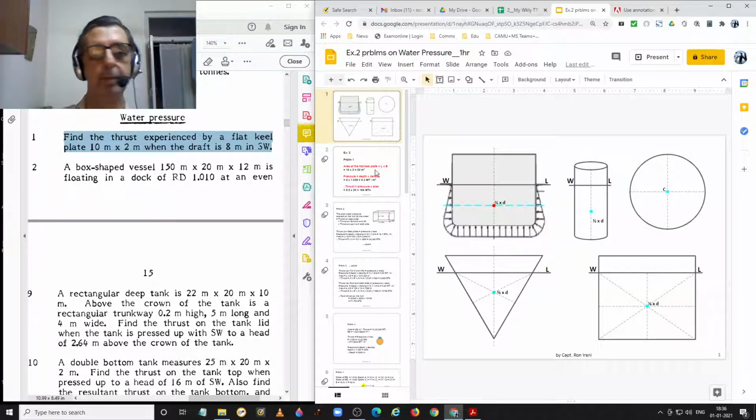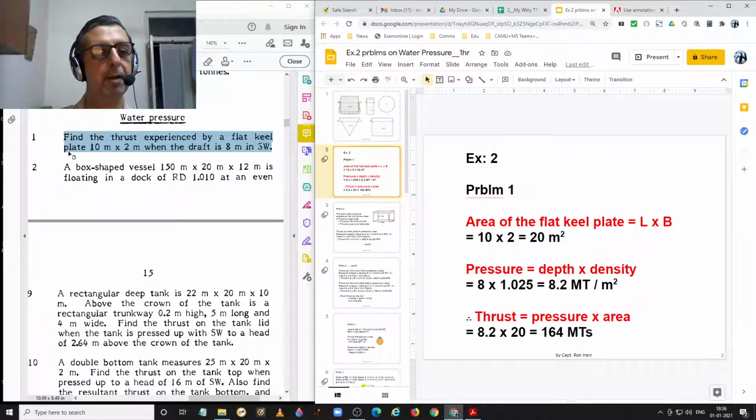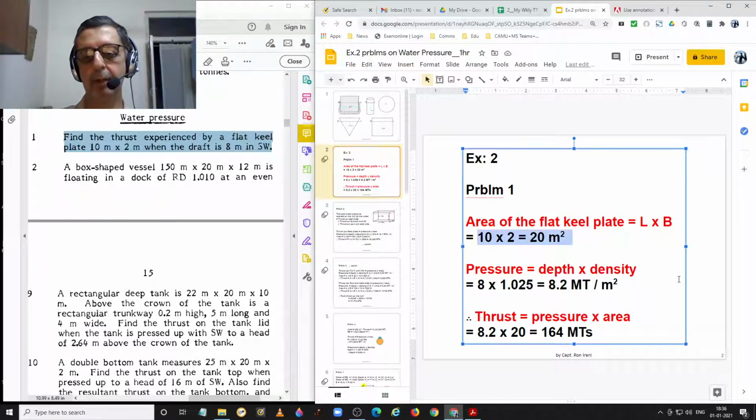So going on to problem number 1, we have to find the thrust experienced by a flat keel plate 10 meters by 2 meters when the draft is 8 meters in salt water. So area of the flat keel plate is equal to length into breadth, and that is equal to 10 by 2 or 20 square meters.